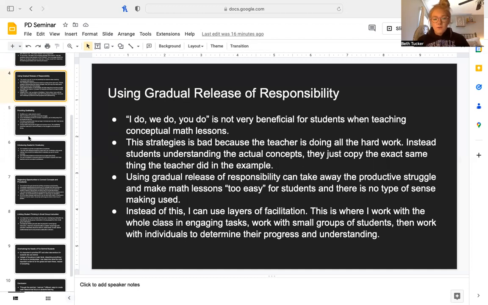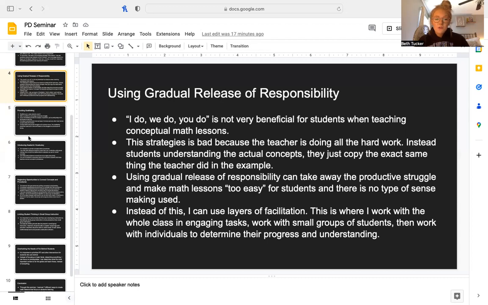So this is the I do, we do, you do strategy, and it's not very beneficial for students when teaching conceptual math lessons. This strategy is bad because the teacher is doing all of the hard work. So they see the example, and then the students immediately copy the same thing instead of understanding what the concept of the lesson is. So using gradual release of responsibility can take away the productive struggle and make math lessons too easy for students. And there's no type of sense making used. So instead of this, I can use layers of facilitation.